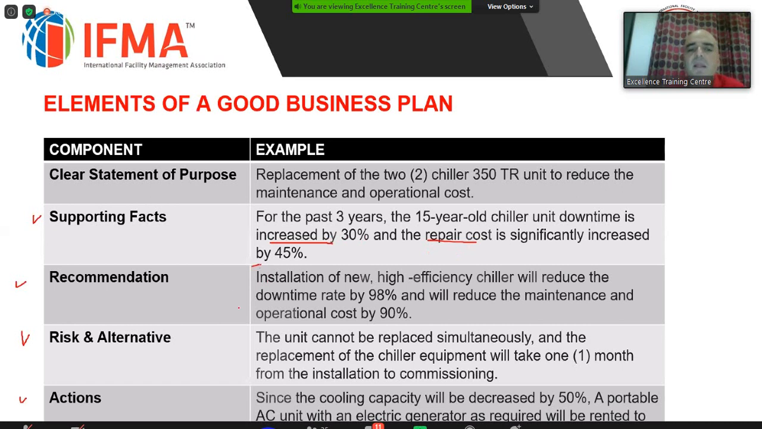Recommendations: we are recommending the installation of new high efficiency chillers. Risks: the chillers cannot be replaced simultaneously and the replacement will take 1 month. Maybe this will delay, maybe we will stay without a chiller for some time. Actions: what can be done to mitigate these risks? For example, a portable AC unit with an electrical generator will be rented to ensure that the required cooling needs are not affected.